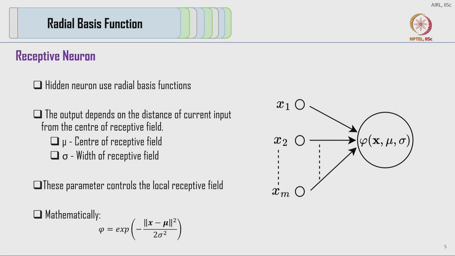Mathematically, phi is nothing but the exponential of minus the distance between the sample x and mu. Mu is an m-dimensional vector. If x is an m-dimensional vector, mu is also an m-dimensional vector, right? What is the Euclidean distance between the current sample and the receptive field? Square of that divided by 2 sigma square. Sigma is the width of the receptive field. This is the Gaussian function, right? As a kind of radial basis function.